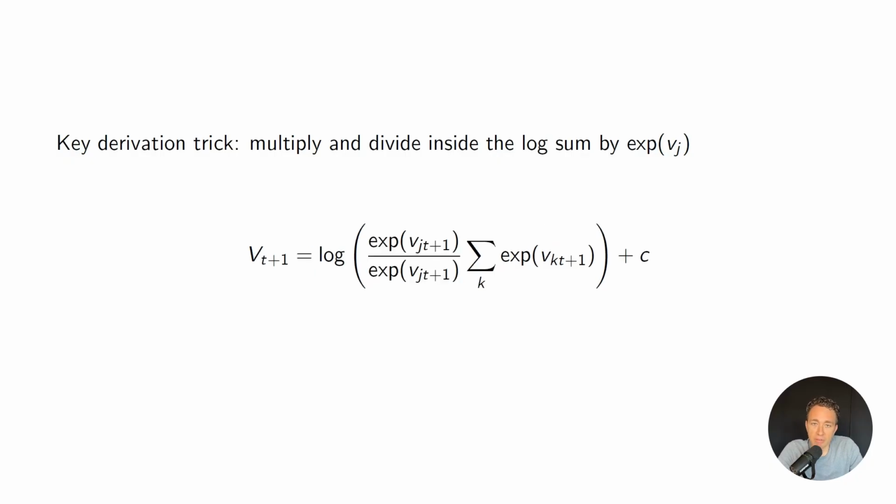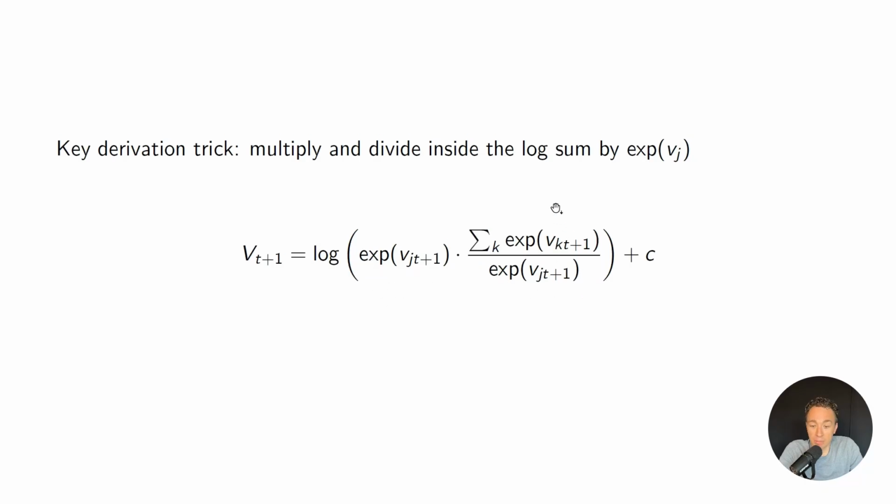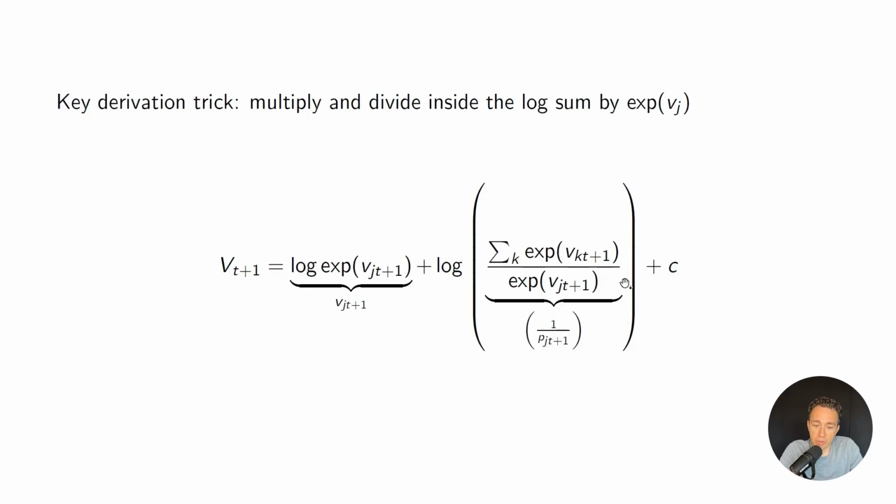We can multiply and divide by the exponential of v_{j,t+1}, and then we can bring that denominator of this new term that we introduced into the summation. And what does this second component of this product look like? Well, it looks like the inverse of a choice probability. And if I have a log of an exponent times another term, I can break out that log into a log of an exponent of this plus a log of this, right? So that's what we're going to do.